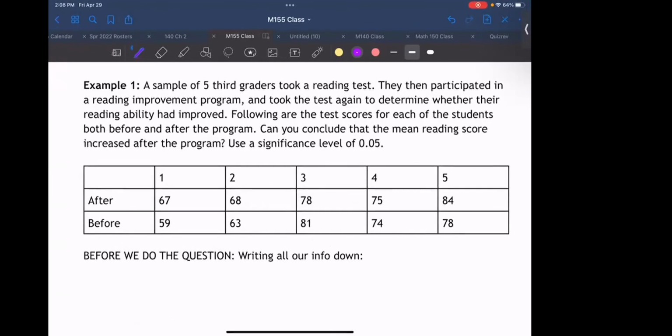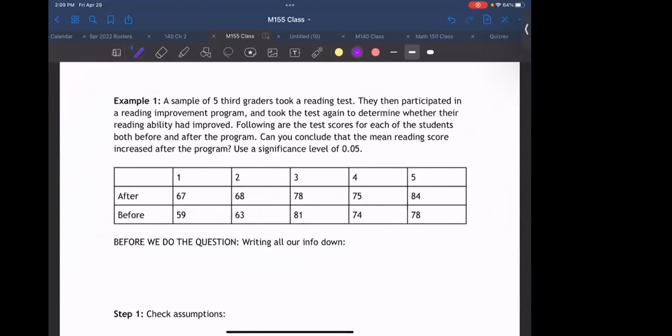Okay, so we have a sample of 5 third graders and they are all taking this reading test. After they did that, they participated in a reading improvement program. So they learned some stuff and they got a little bit better. And then they took the test again to determine if their reading ability has improved. Following are the test scores of each of the students after and before. I know it looks a little weird how after is on top, before is after. Don't worry about that. And we're going to ask ourselves if the mean reading score has increased after the program. We're going to use a significance level of 0.05 and we'll see how we go.